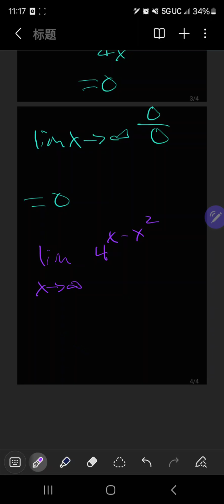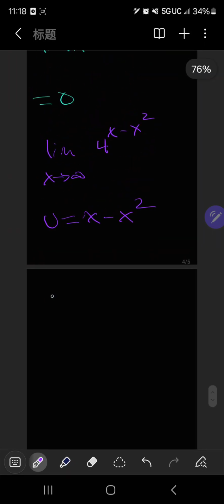Because this is kind of a problem inside a problem, I'm going to think of it as u equals x minus x squared. Instead of writing that, which looks messy, I'll write 4 to the power of u. If 4 to the power of u is approaching 0, then this implies that the limit equals 0.